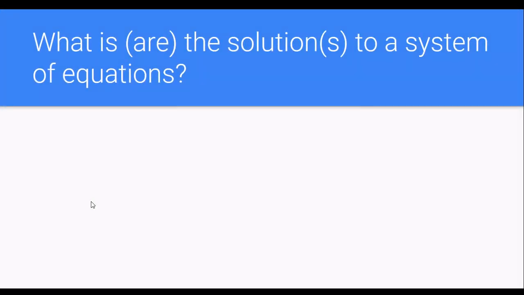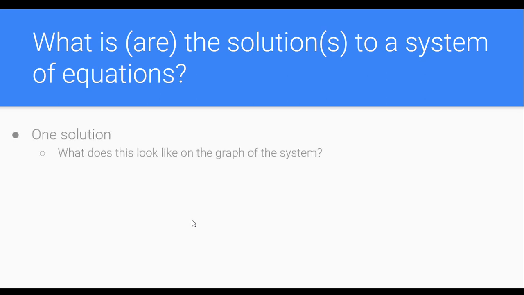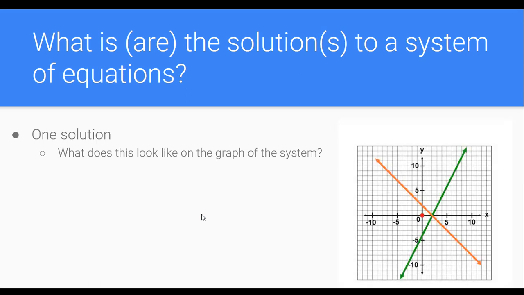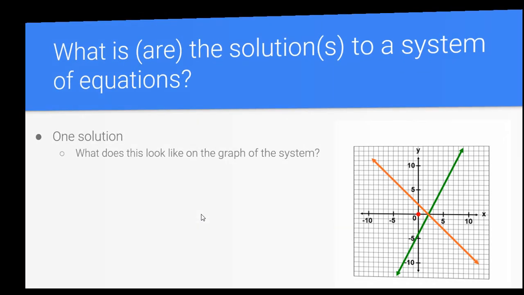What are the three solution types to a system of equations? Do you remember that? We've got one solution. What does this look like on the graph of a system? The two lines would intersect at a singular point, and that point or ordered pair is the answer to the system.